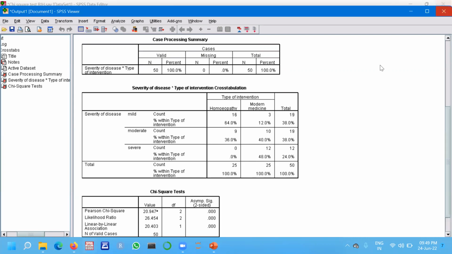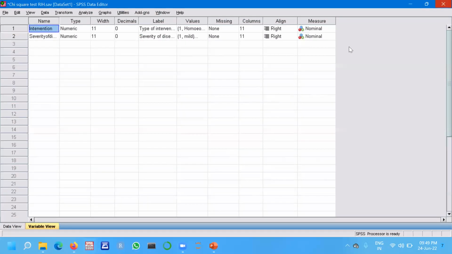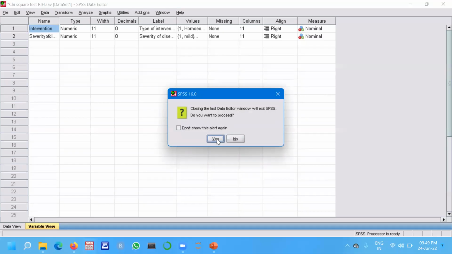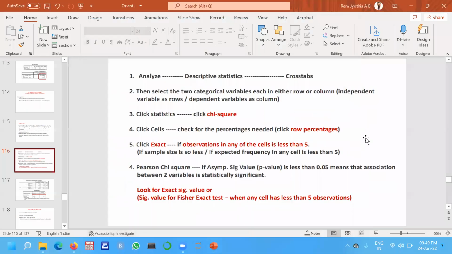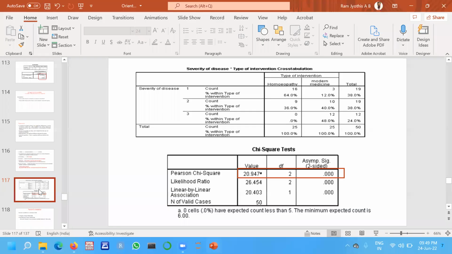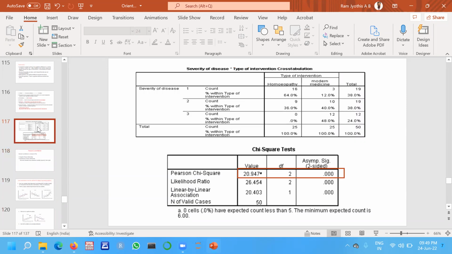Now let us see, I'm closing this data set. So this is the thing I showed you in the output view. Okay, so this is how the chi-square test is done. In the chi-square test, you have to compare the association between two groups.